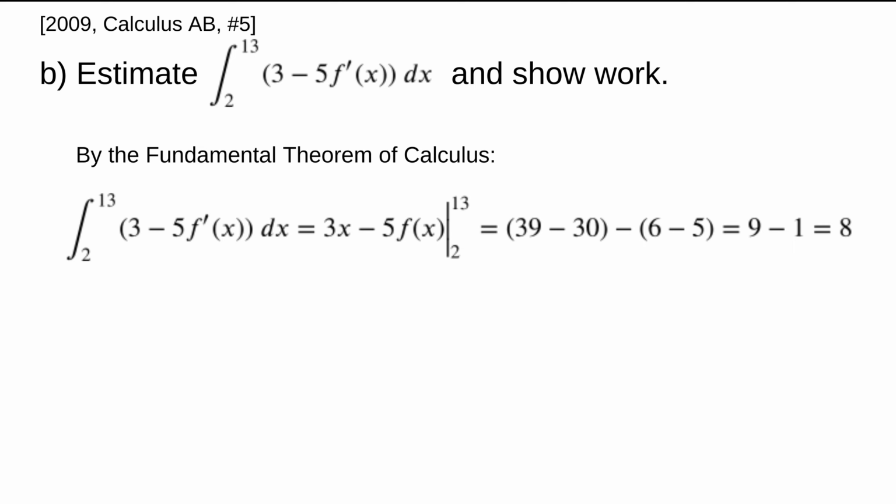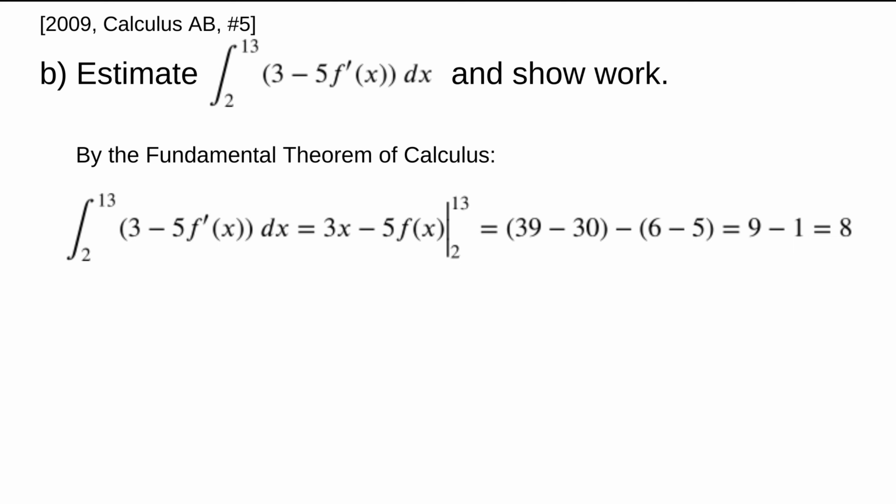The antiderivative of 3 is 3x. The antiderivative of 5 times f prime of x is just 5 times f of x. And if I want to evaluate that between 13 and 2, 13 times 3 is 39. F of 13 we get from the table. I believe f of 13 is 6, so we get 39 minus 30 as the first part of this integral.